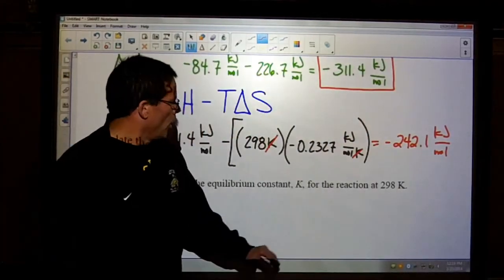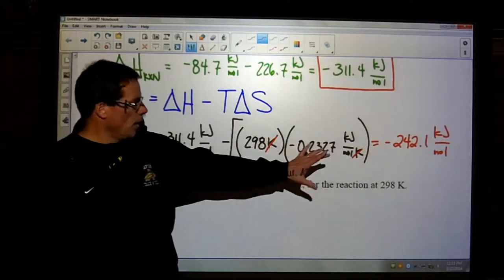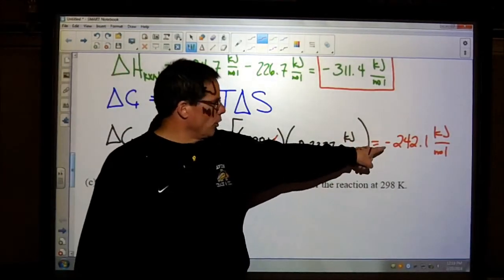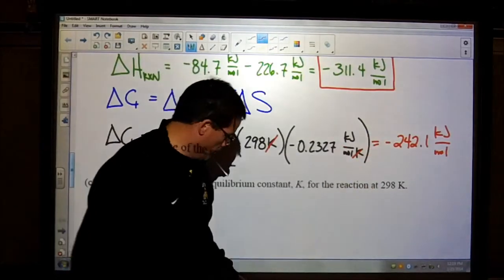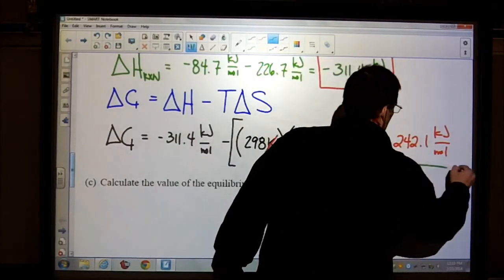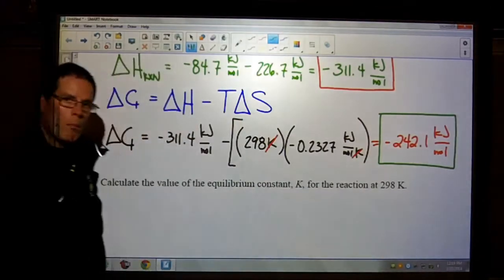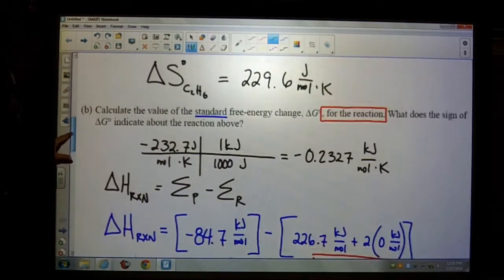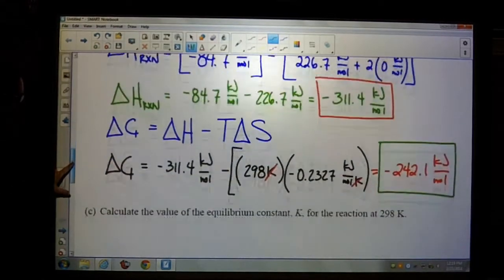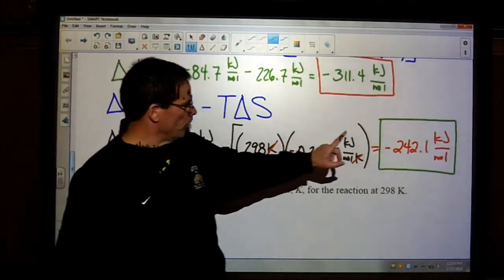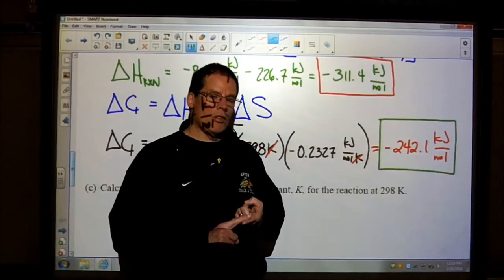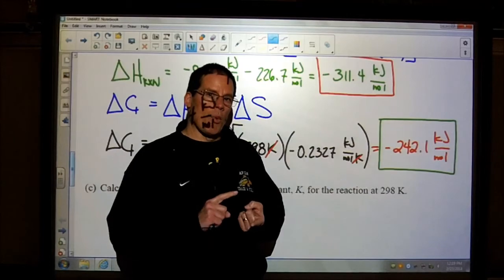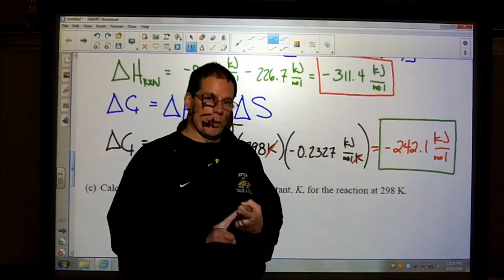All right, so when calculating all this out, we get a value of negative 242.1 kilojoules per mole. So that would be your second point. The third point would be from answering the second question that says, what does the sign on the delta G indicate about the reaction above? So in this case, since we have a negative delta G, that means that the reaction is spontaneous. More correctly stated, it is more thermodynamically favorable to occur.